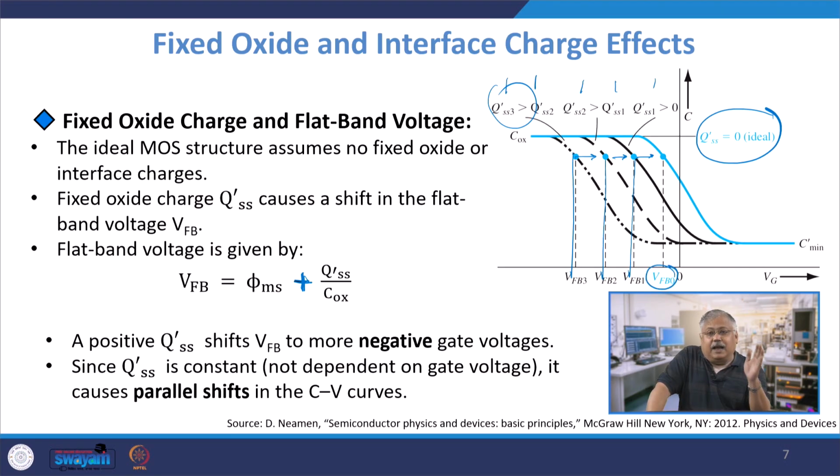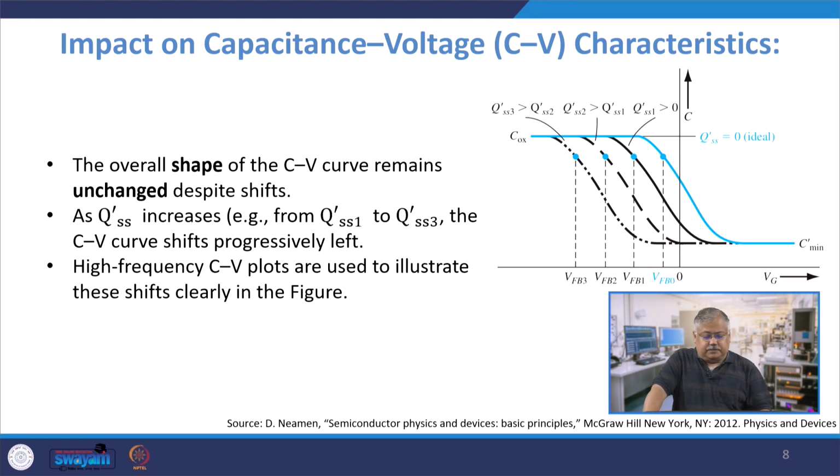Now, therefore, with fixed oxide charges there will be parallel shifts in the CV characteristics, at least from the accumulation to the depletion region of operation. This parallel shift is because of the change in the fixed oxide charges. However, if you look at the overall shape qualitatively, it remains unchanged. So, as QSS increases, there will be a progressive shift to the left, as I discussed with you.